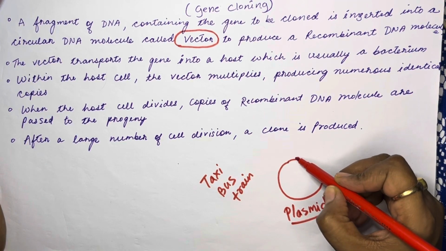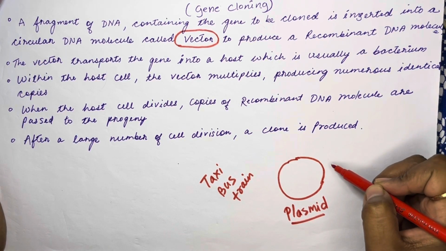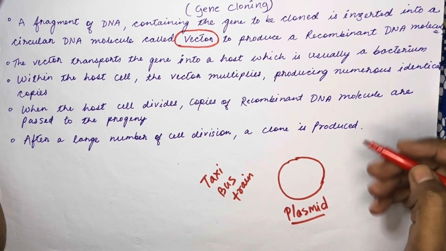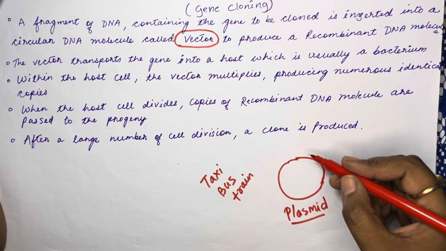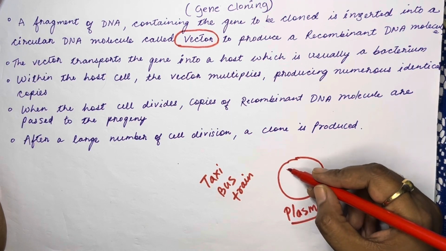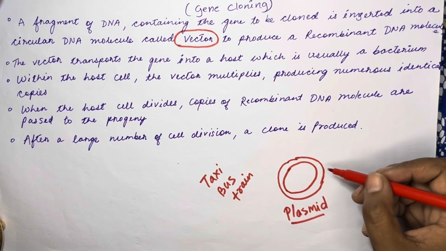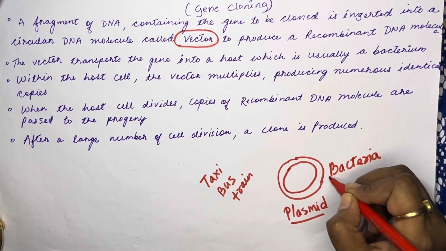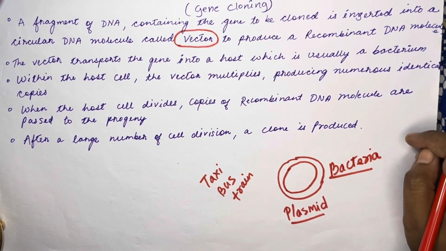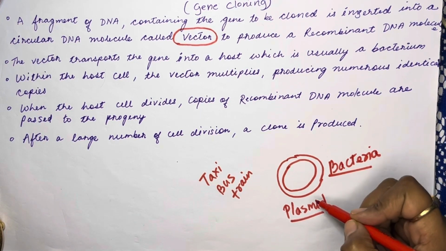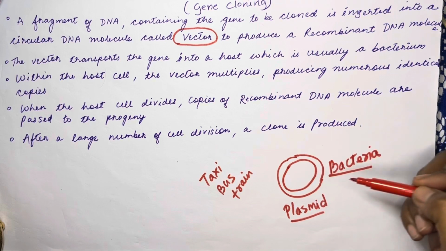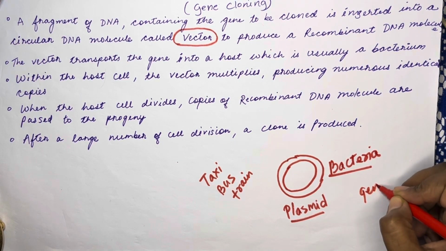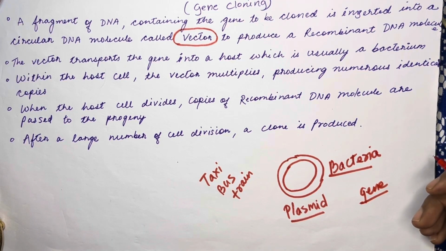Imagine we have a plasmid vector. Plasmid is nothing but a circular DNA which is present in bacteria, an additional DNA present in bacteria. It is circular and it is double stranded. Plasmid vector, where is it present? It is present in bacteria, and it has the self-replicating property. Now, in this plasmid vector a gene will be inserted. What type of gene will be inserted? A gene of our interest.